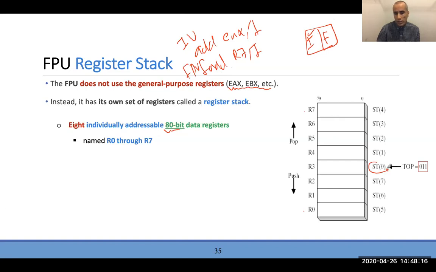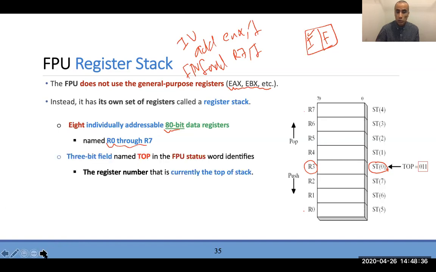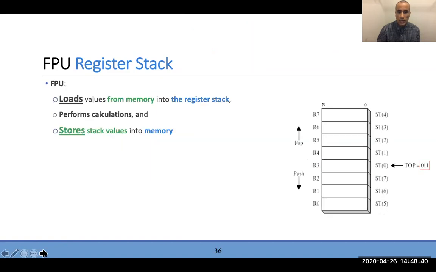We know ST0 is always pointing at the top of the stack, regardless. So in this example, the top of the stack is R3. We don't know what the next top of the stack is. So these are the registers, and the way you access them is through the STs. I will show you that in Visual Studio. This is the basic idea.